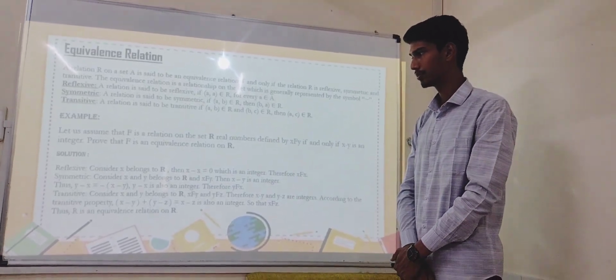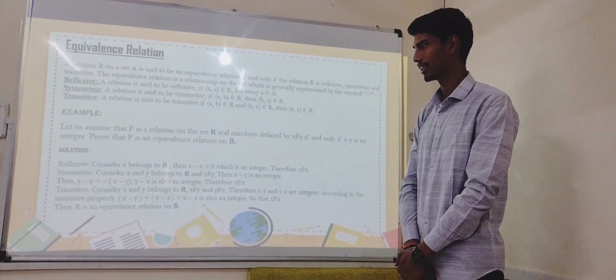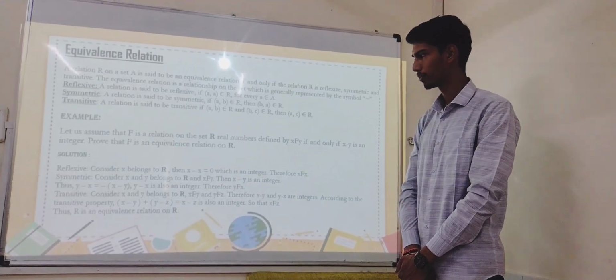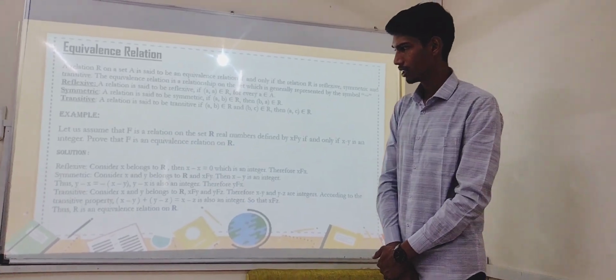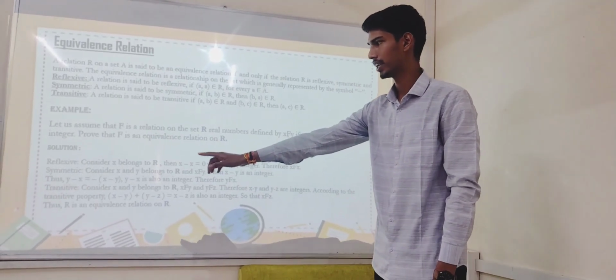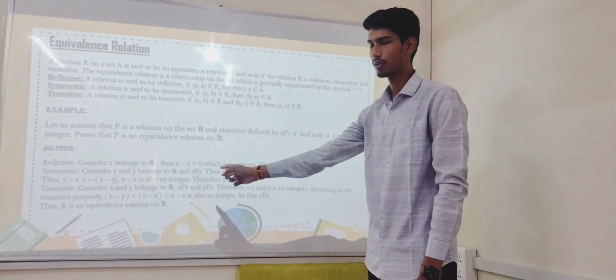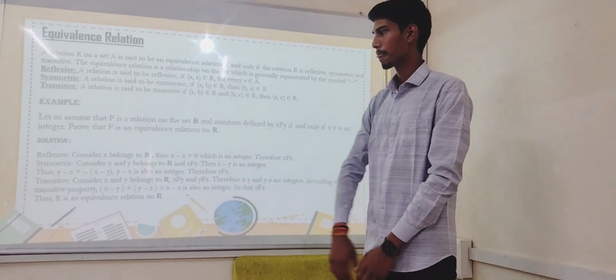Symmetric. Consider x and y belongs to R and x F y, then x minus y is an integer. Thus, y minus x equals negative of x minus y. That is, y minus x is also an integer. Therefore, y F x.